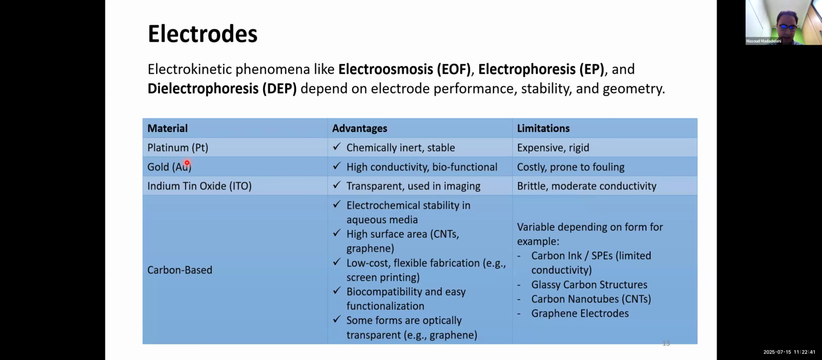Similar to other materials, it has some advantages and disadvantages. For example, it is not expensive. It can be flexible, right? In some shapes, it has high surface area. It is electrochemically stable. In many cases, it is biocompatible. And we can have it in different forms, right? For example, carbon ink, glassy carbon, carbon nanotubes, and so on and so forth.